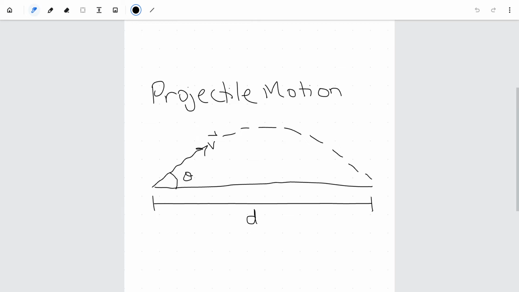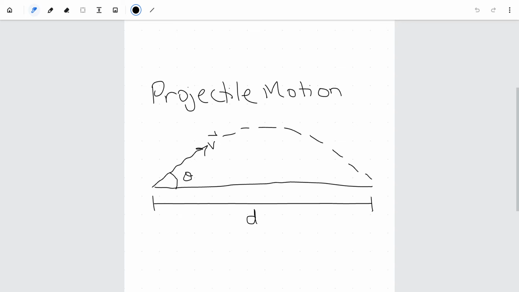Alright, hey there. I'm going to show you how to solve for the distance that a ball will travel, given an initial velocity at an angle of theta from the ground. You could imagine a baseball player hitting a ball with a specific launch angle, which would be theta, and an exit velocity of v.